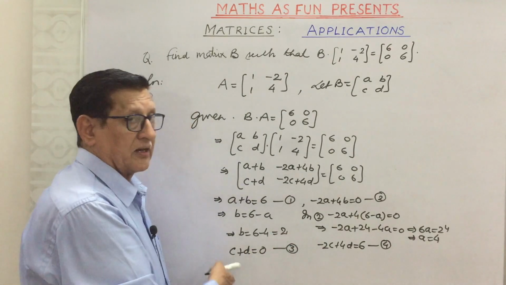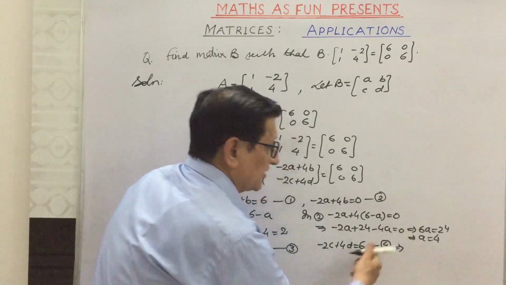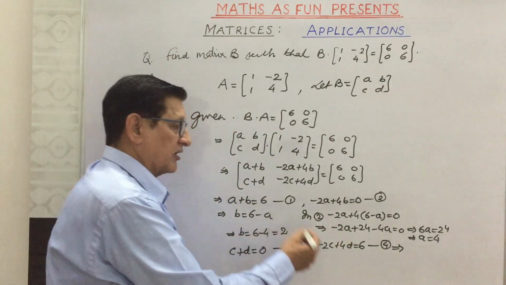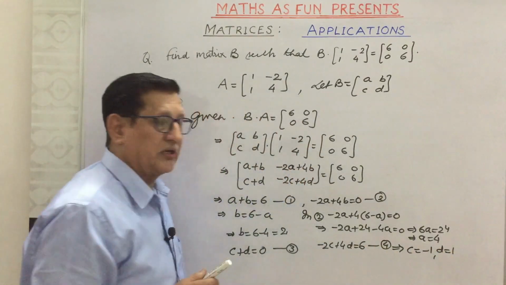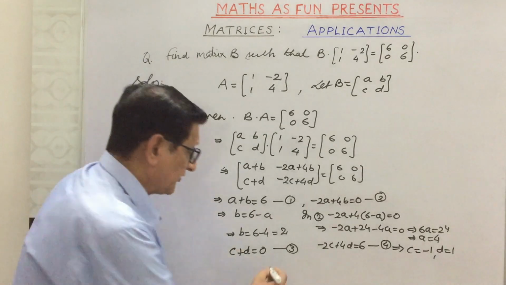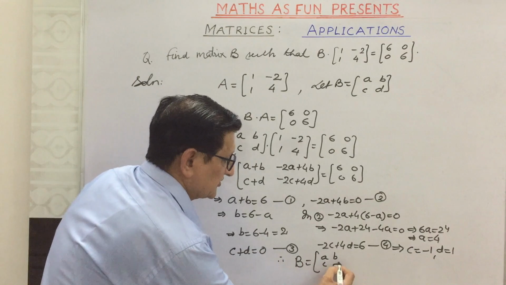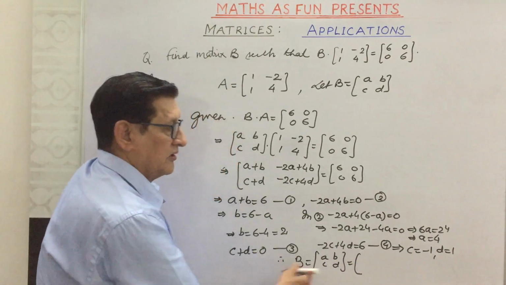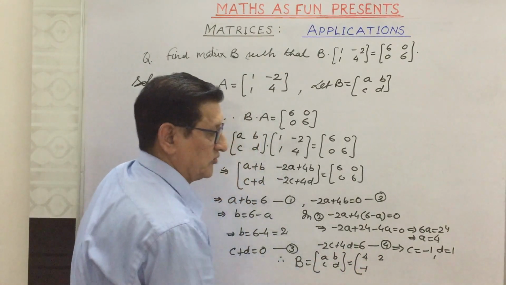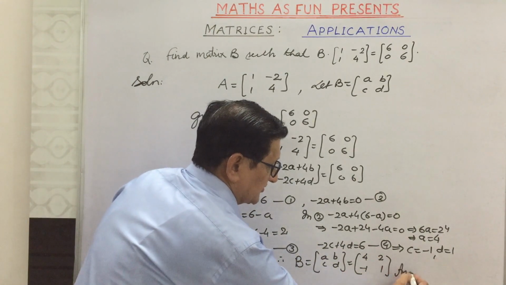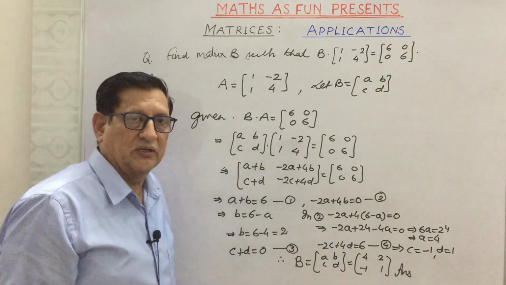Solving these two, again we can get the values the same way. What are those? Let's see here. By solving these two, we are getting C is equal to minus 1 and D is equal to 1. And therefore, we are getting the matrix A, B, C, D, that is A is 4, B is 2, C is minus 1 and D is 1. This is the answer. Like this, we can find out the matrix for such problems.